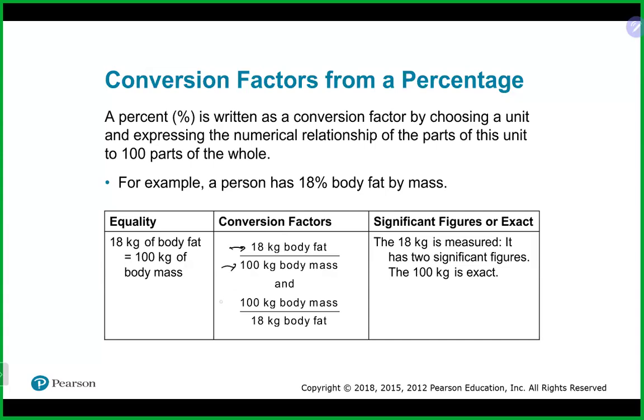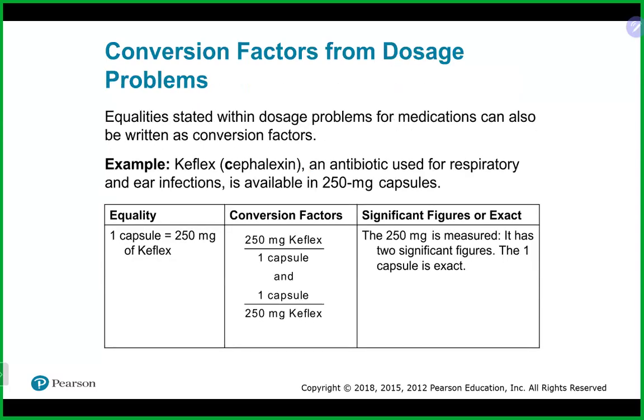And just like any conversion factor, we could just flip it. If we want to do more of a US sort of conversion, we could do it in pounds as well. We could say 18 pounds of body fat per 100 pounds of body mass. So again, unit-wise, it doesn't necessarily matter as long as the numbers stay the same. And by assuming you have 100 of something, it just keeps all the numbers the same. Very common as well, doses given in terms of medication.